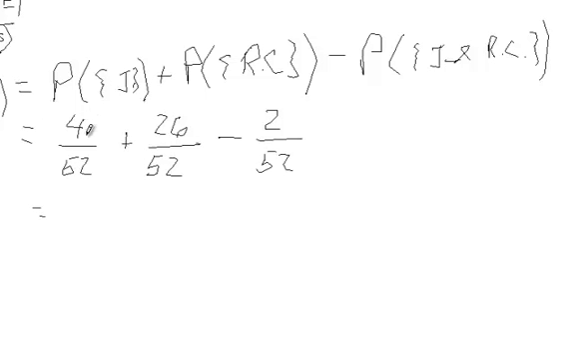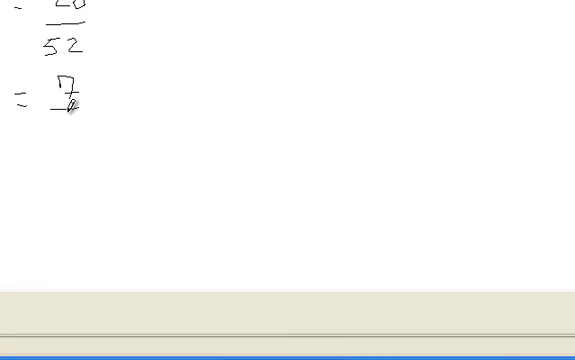So adding these up, we've got 30/52 minus 2/52, or 28/52, and this fraction will reduce then to 7/13. So the probability of being dealt a jack or a red card is 7 out of 13. That should read answer. Okay.